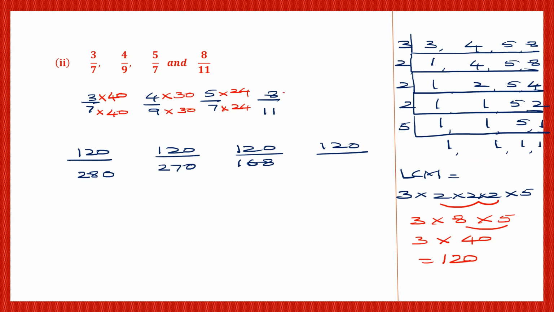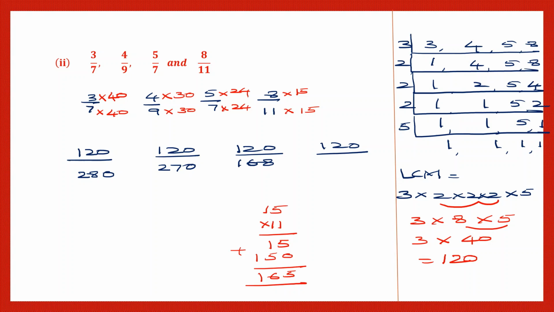Now the last fraction is 8 by 11. Now 8 into what is 120? 8 into 15. 15 into 8 is 120. So let's multiply 11 also by 15. So let's multiply that. 15 into 11. So 1 into 5 is 5. 1 into 1 is 1. And again 0 and 15. So here, what do we have? 5. 5 plus 1 is 6.